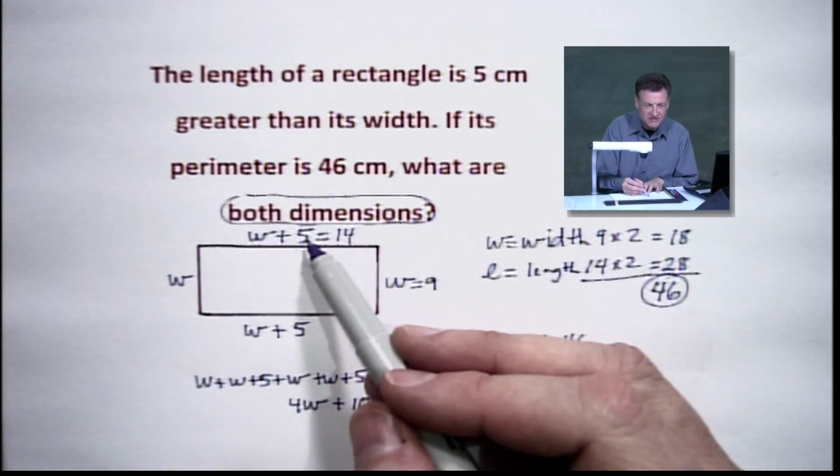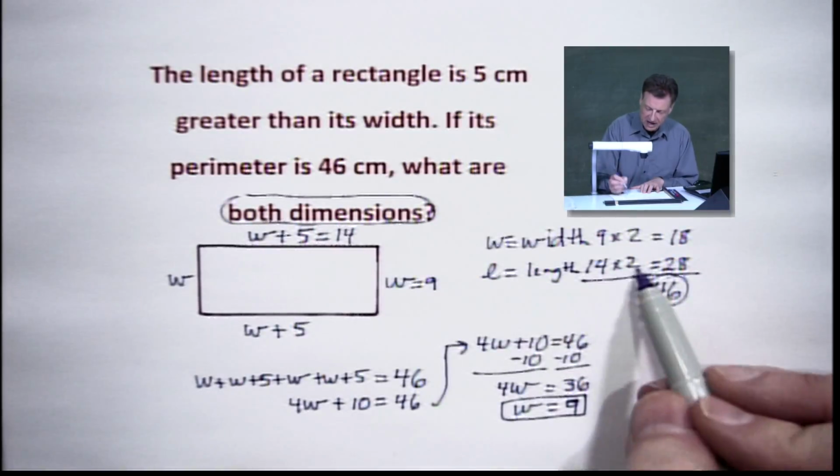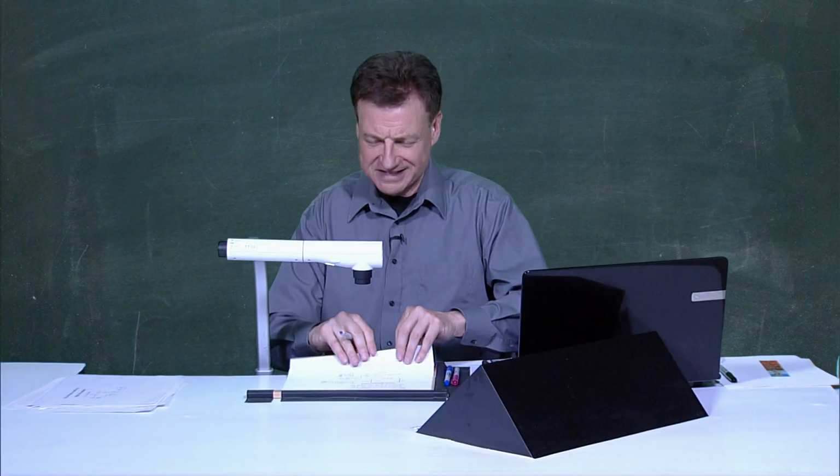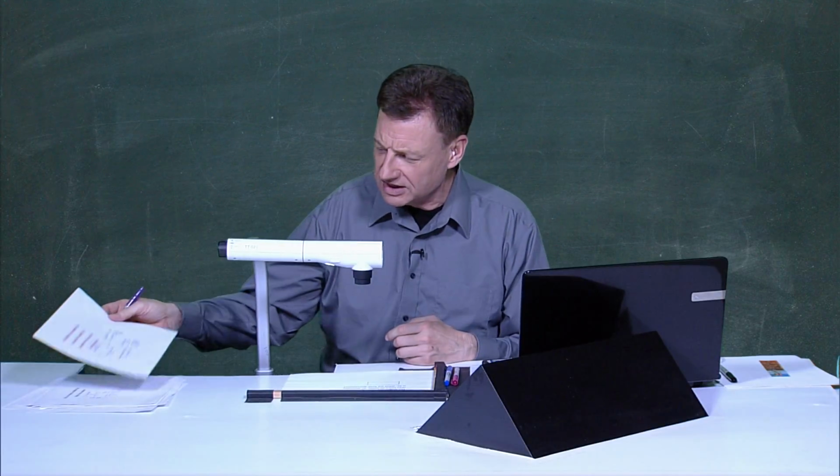It's actually W plus 5. So that's where we get the 14, and it happens twice. There we go. Answer checks out very, very nicely. So that's the story of a rectangle.